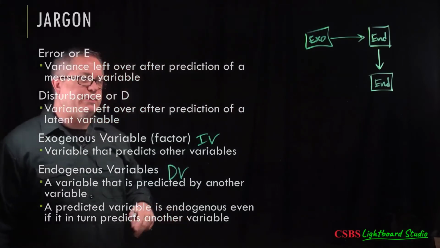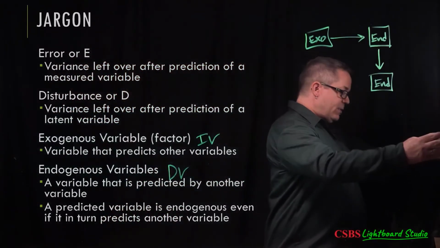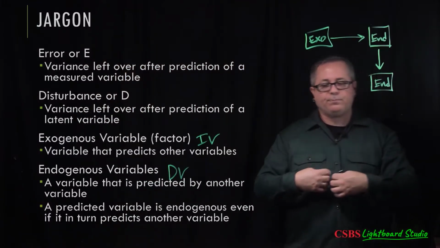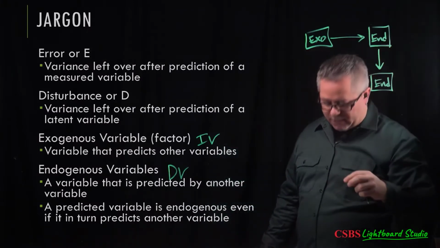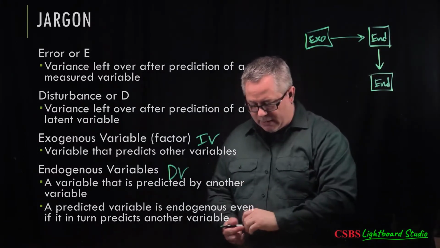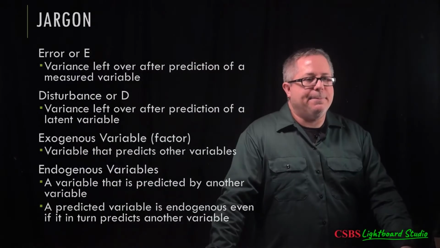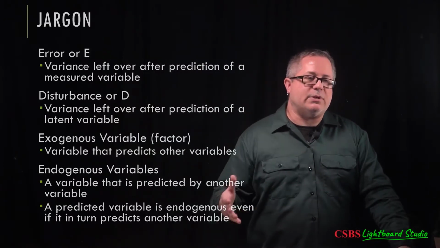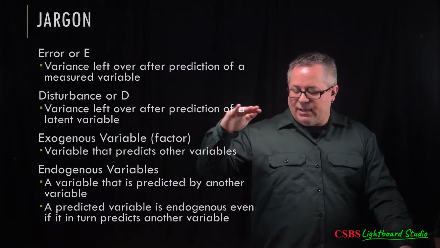So exogenous means the arrows are moving away from the variable. Endogenous means the prediction, the influence, is coming to the variable. And once a variable becomes endogenous, it remains that way and cannot also be exogenous at the same time. So the question is just trying to clarify exogenous and endogenous.